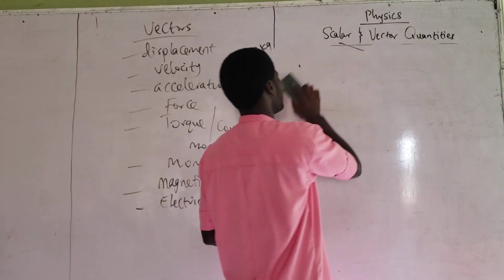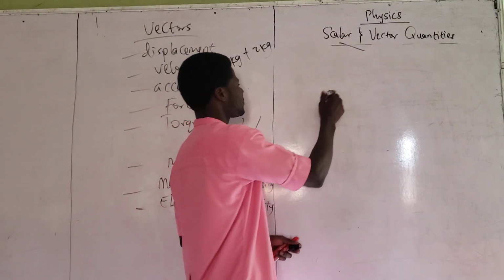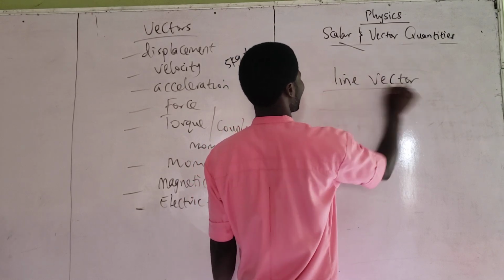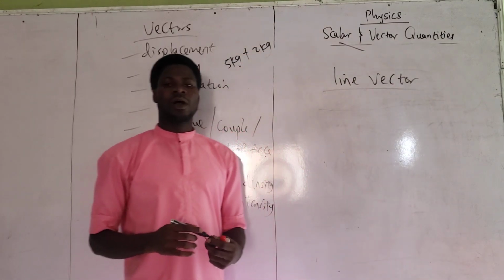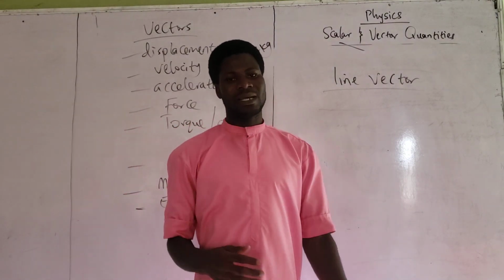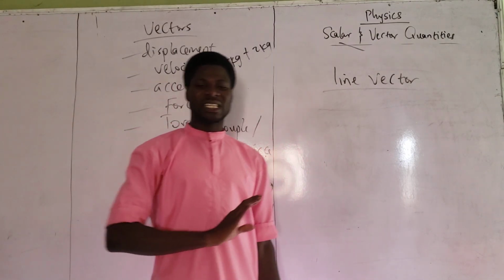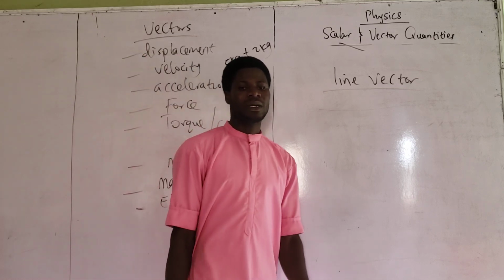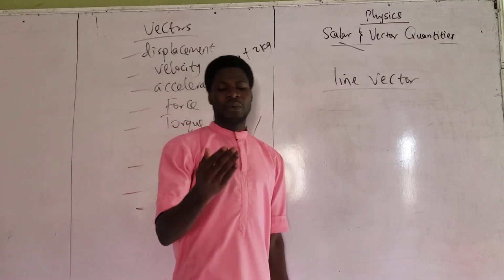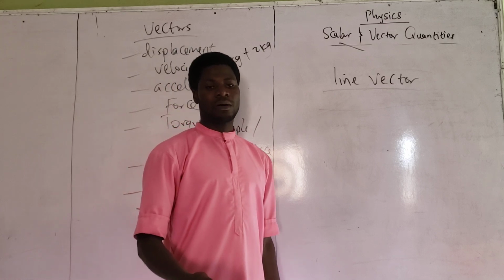Then there's something we call a line vector. What is a line vector? A line vector is a vector that can slide along any length and still maintain its initial direction. Once direction is maintained, you can call it a line vector. That is where the idea of line segment comes in. And with the line vector, we can determine that 2 vectors are equal.